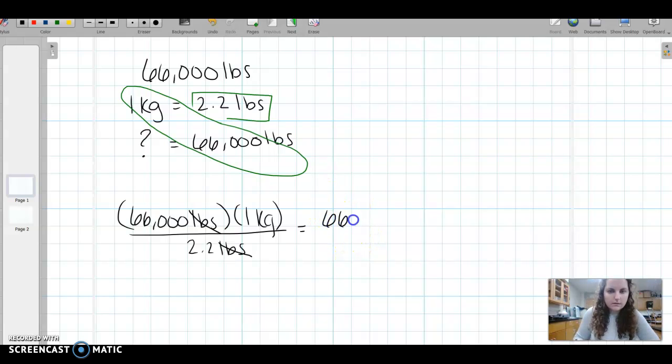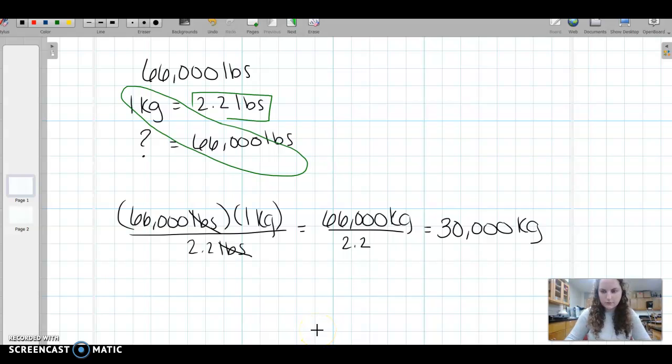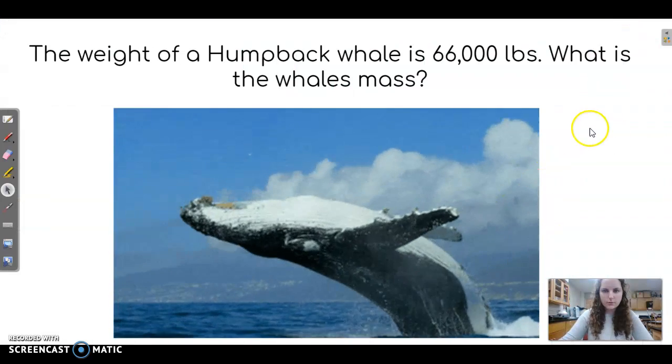So I have 66,000 kilograms divided by 2.2, and I will get 30,000 kilograms here as my answer. So the mass of a 66,000 pound whale is 30,000 kilograms. All right, so we got that one. Let's jump to the next problem.